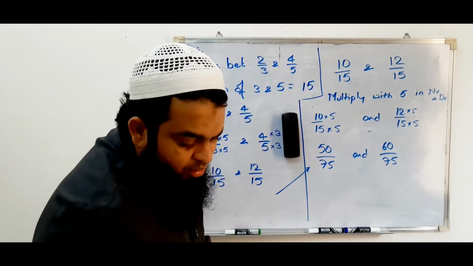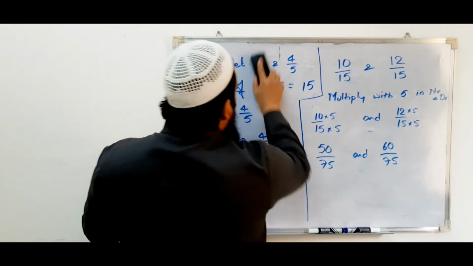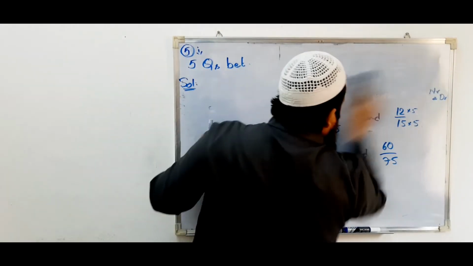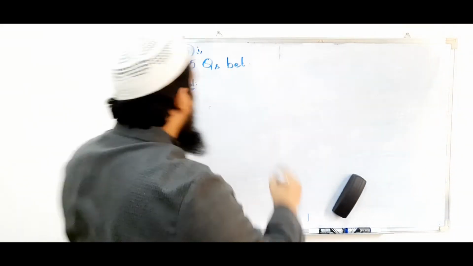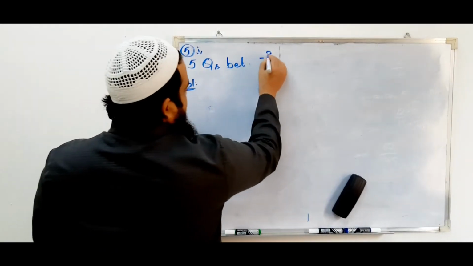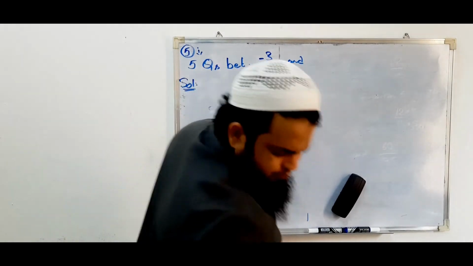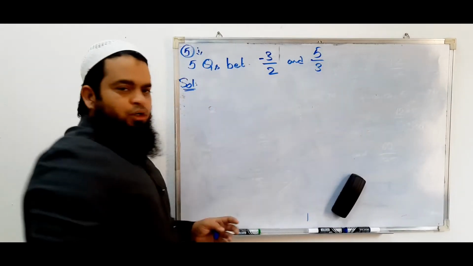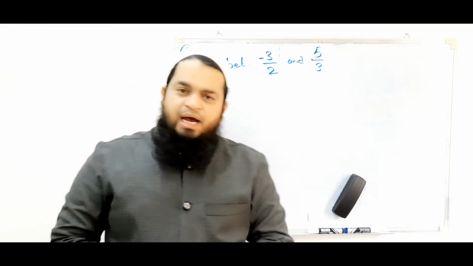Now let us go for the second bit. The second bit said you have to find out the rational numbers between minus 3 by 2 and 5 by 3. Here also you have denominators different and they are co-primes.